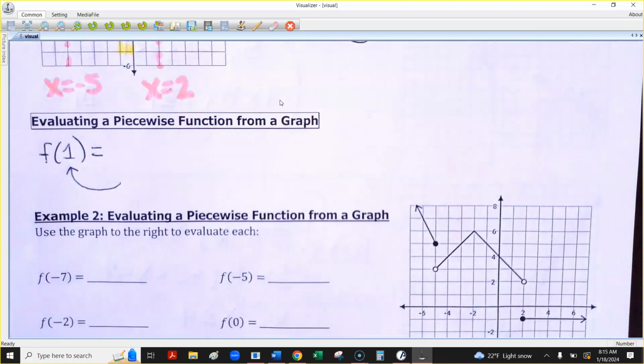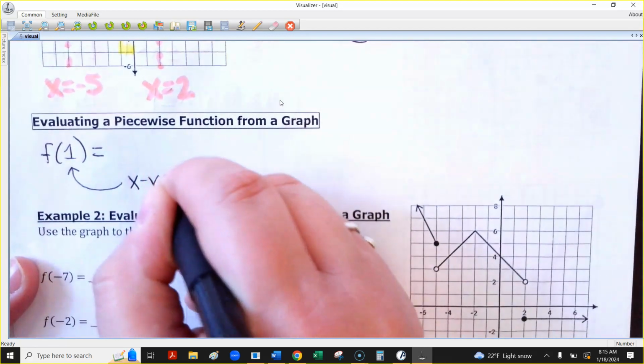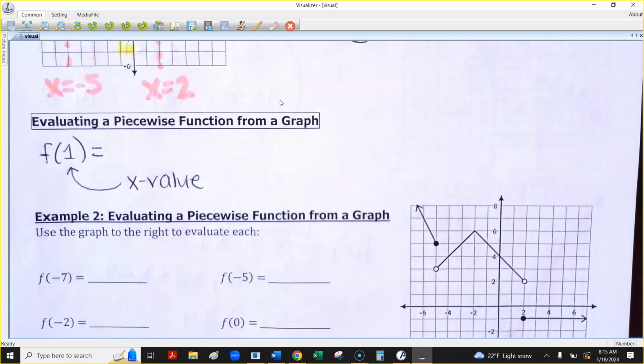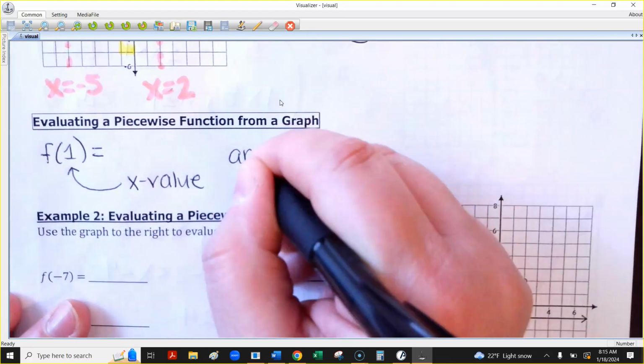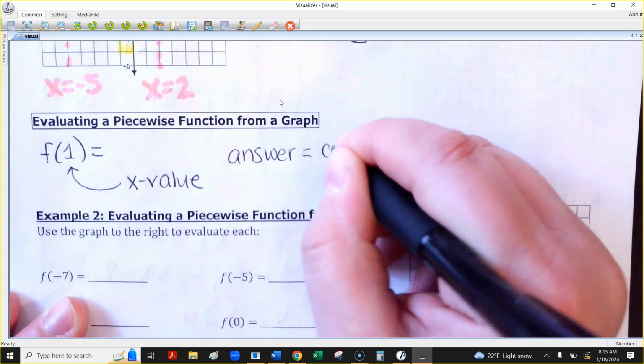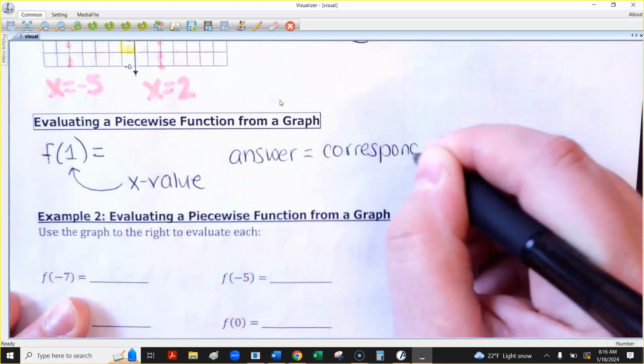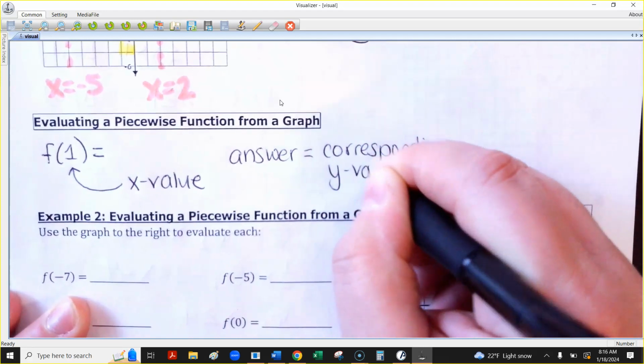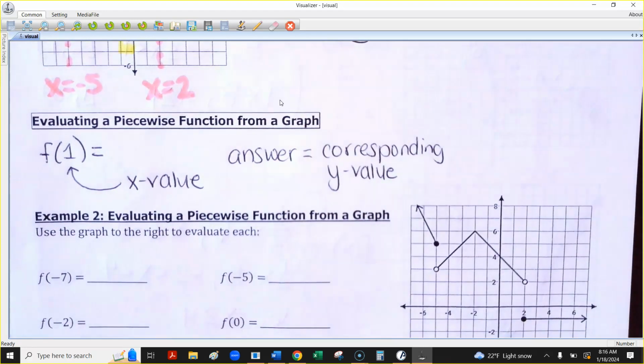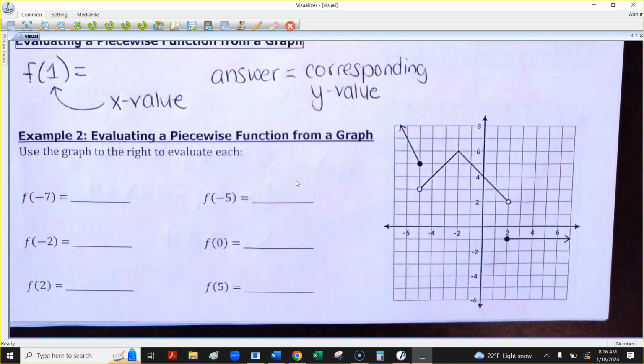Whatever's in the little set of parentheses, that is the x value they want you to look at, and then your answer is the corresponding y value. So whatever is in the parentheses, you're going to go to that place on the x-axis and then meet the graph, whether you have to go up or down, or it might be right on the axis, and whatever the y value is for that coordinate, that's your answer. And it's going to matter when we do this in a second, whether the circle is filled in or not.